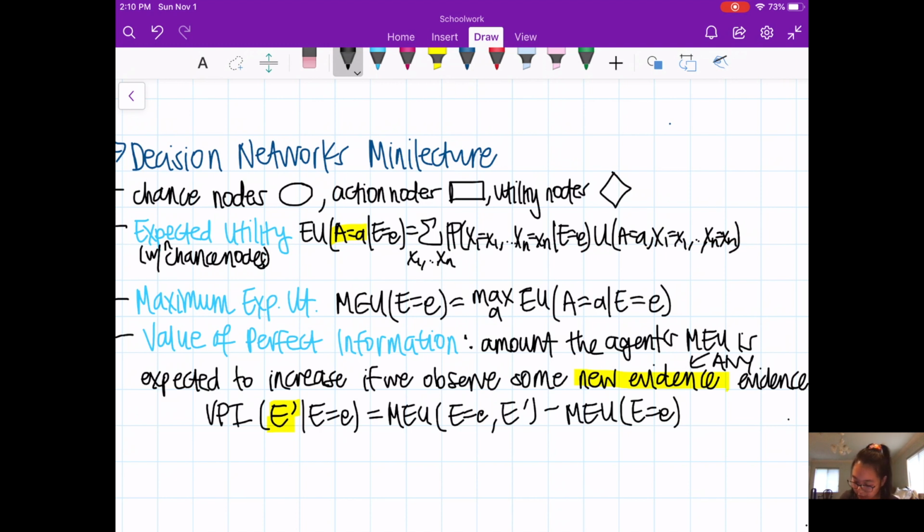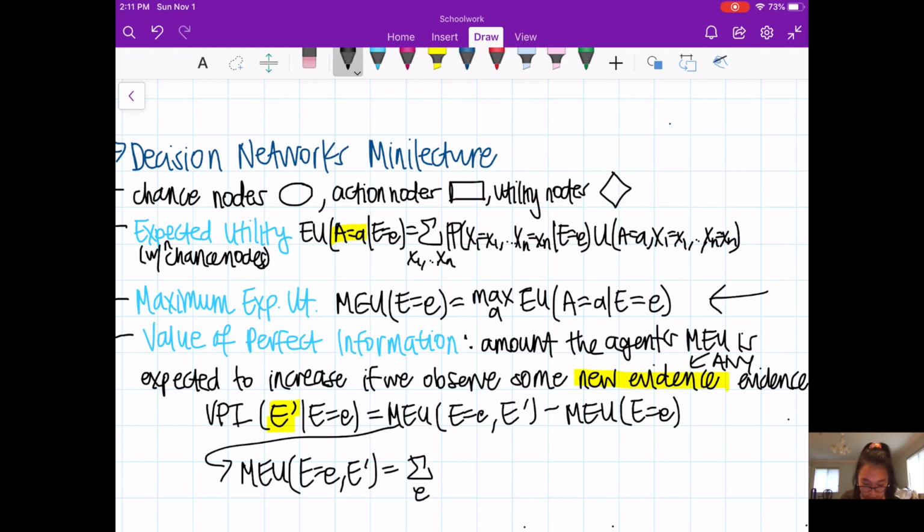And we already defined the MEU of evidence E right here, but just to be clear, if we were to solve this MEU and write it out when we have both the old and the new evidence, that would be equal to the MEU of having both, and that would be the summation of the probability of E prime equal to that, times the MEU of the two. So essentially it's like calculating an expectation where you go through and sum together each possibility and the probability of that possibility.